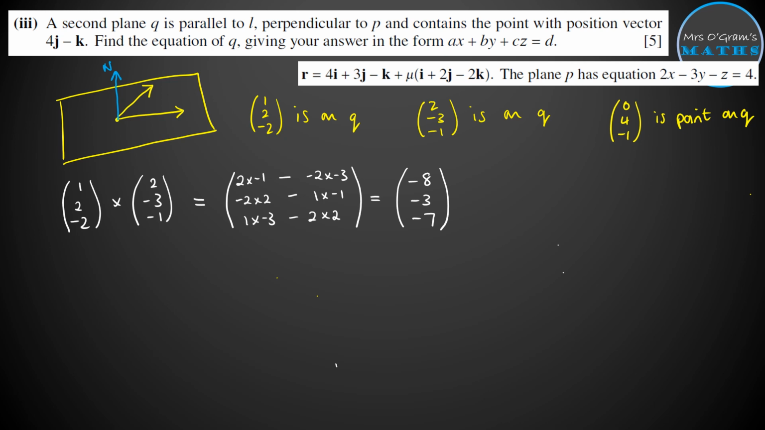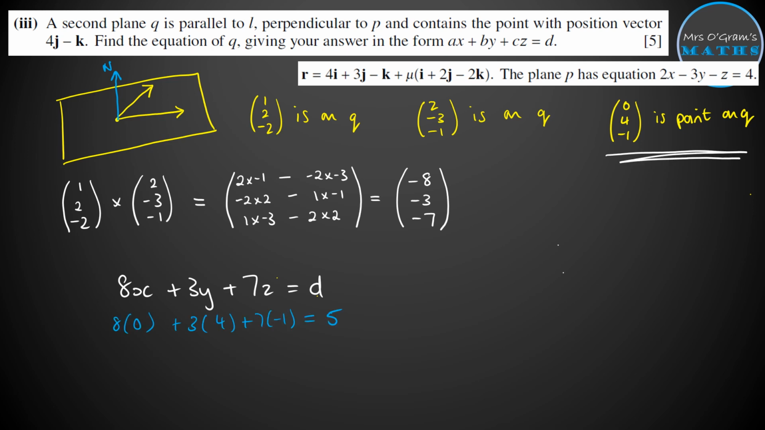So the equation of the plane will be 8x plus 3y plus 7z equals some constant d. Now if we substitute in our position vector, we can work out what d is. So substituting those in gives us that d is 5, and we can write our final equation.